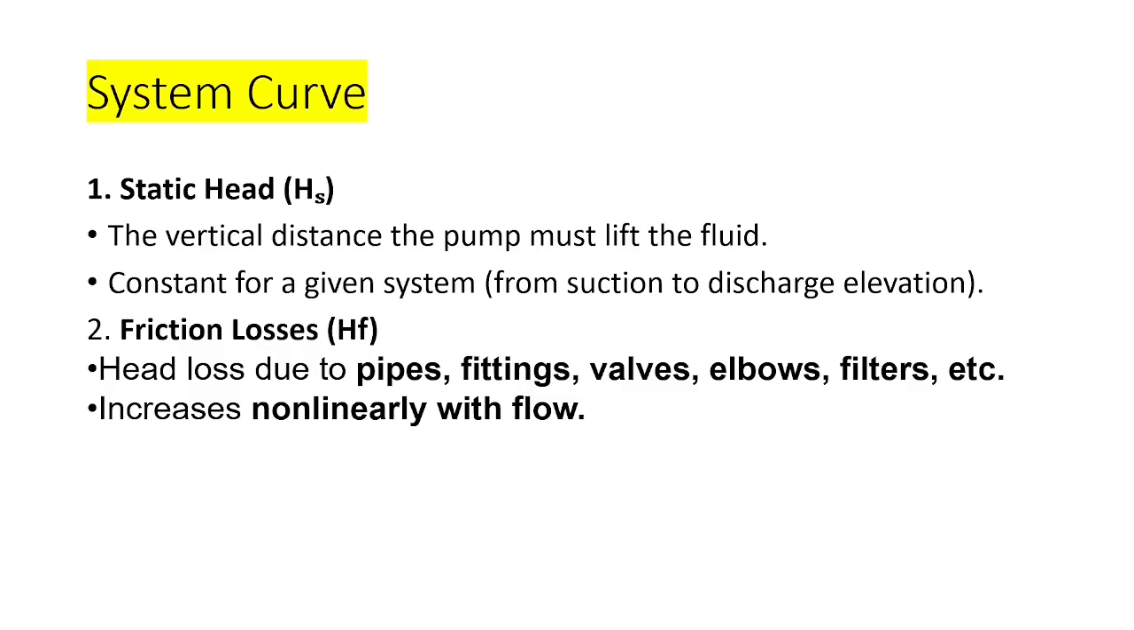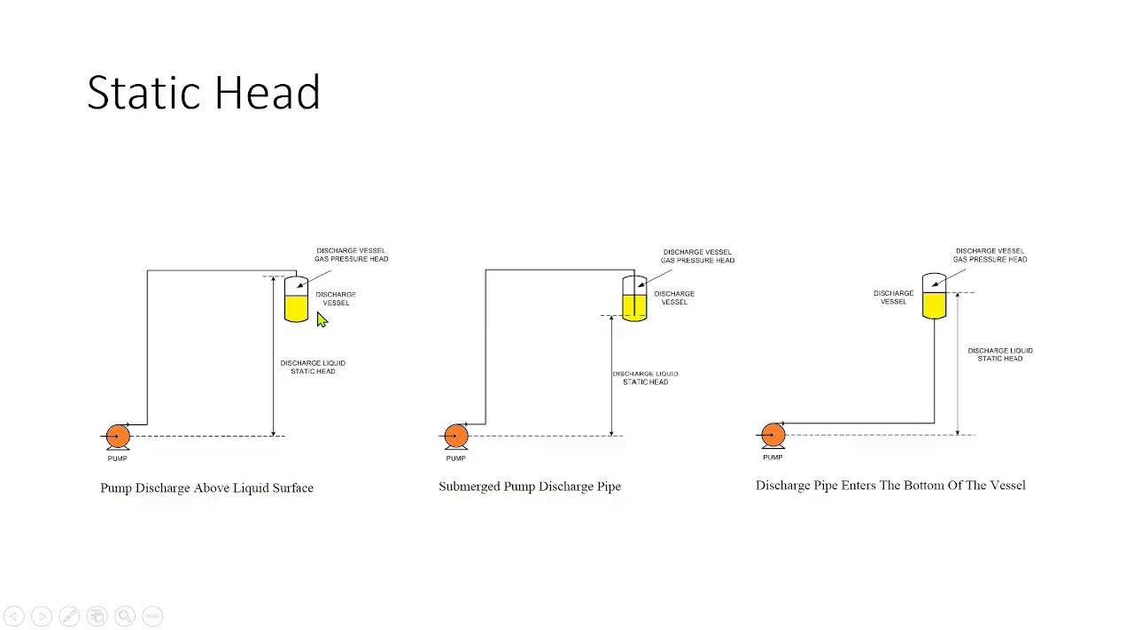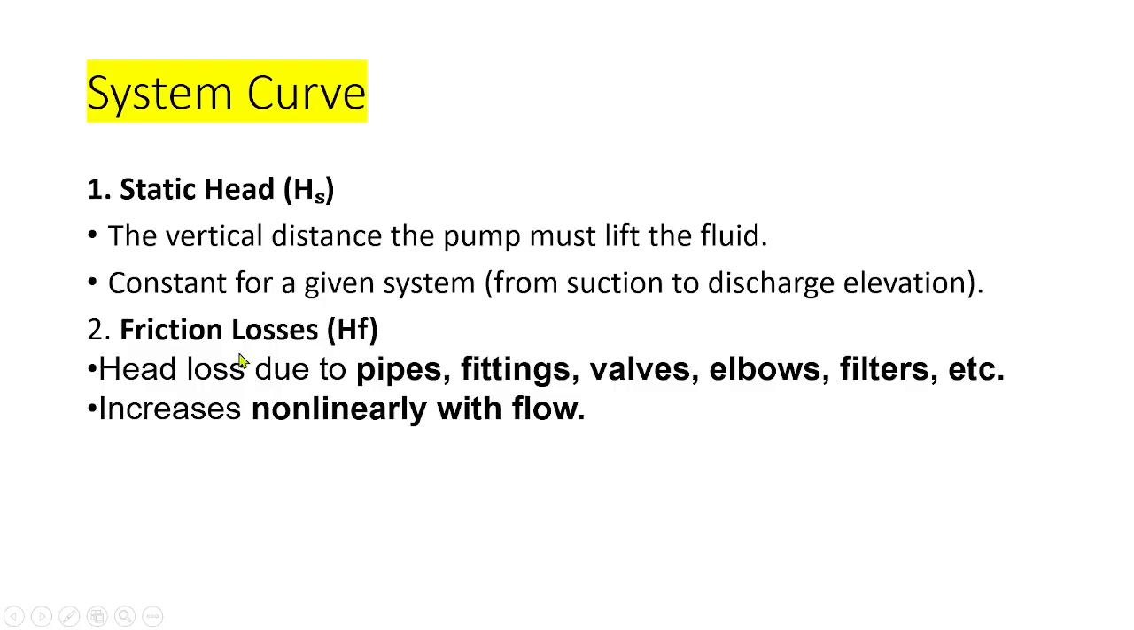System curve depends on two factors. One is static head. Static head is vertical distance. In this figure, you can see this discharge head, this vertical elevation from pump to tank vessel. So this one is the vertical head. For an underground submersible pump, the underground elevation height will be the static head.